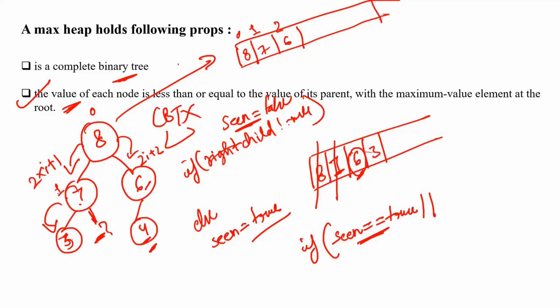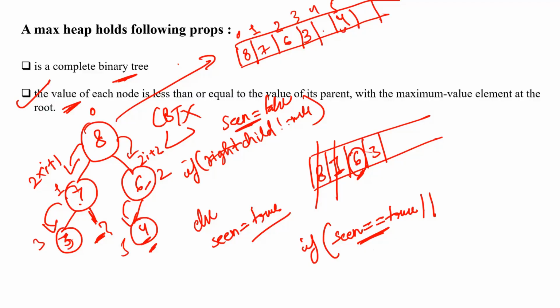So 2 into I plus 1. That will be 3. So at the third index, we'll be having what? The third index will be having 3. Then this is not present. This is blank. And for this child, as 6 is on which index? 2. So this child will be on what index? 2 into 2, 4 plus 1, 5, at the fifth index. At the fifth index, we have 4.